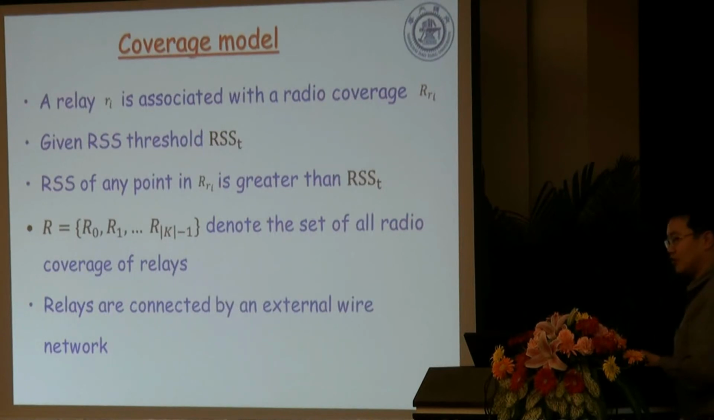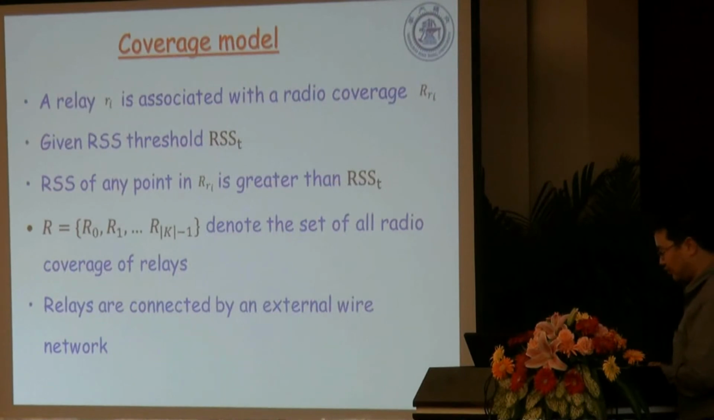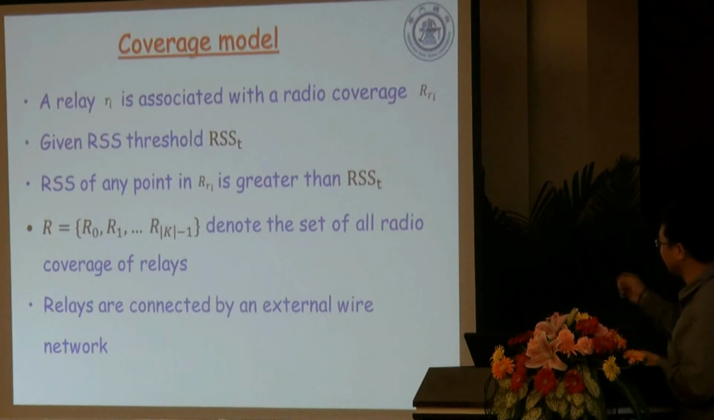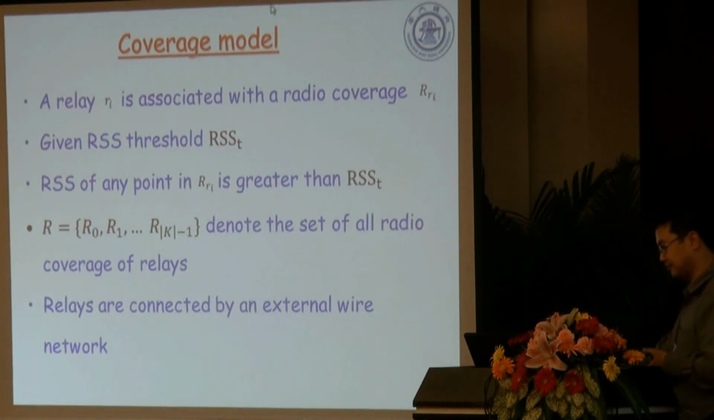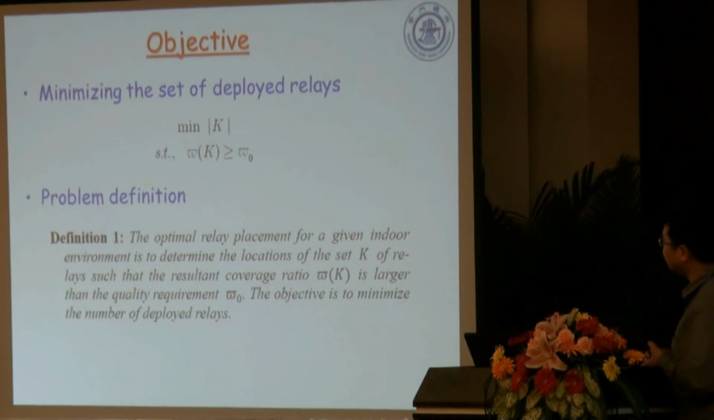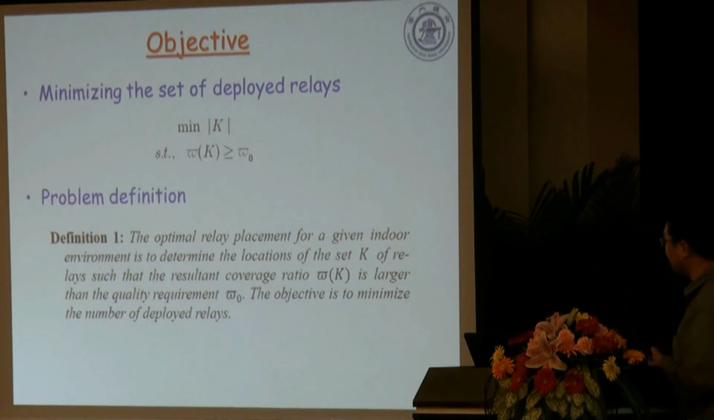We consider this coverage model because we are going to consider every point in the given area. We hope that the signal received at each point in the given area from the relay is larger than a given threshold. So that is our problem: we are trying to minimize the number of relays deployed in this given area, and we hope the percentage of points in the whole area that are covered is larger than a given value, which we denote by omega 0. That is the formal definition of the problem.